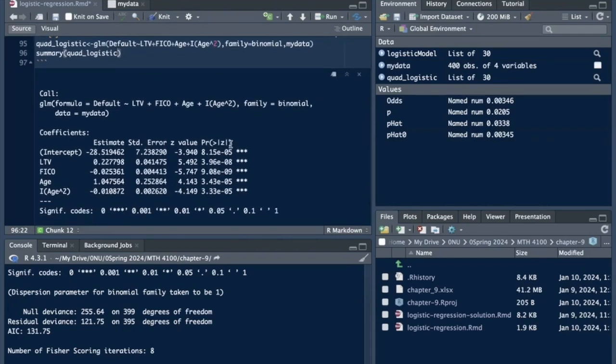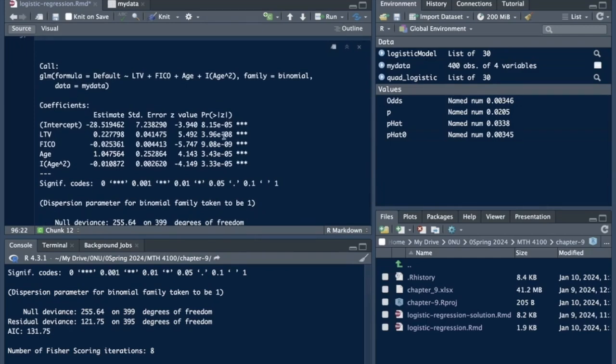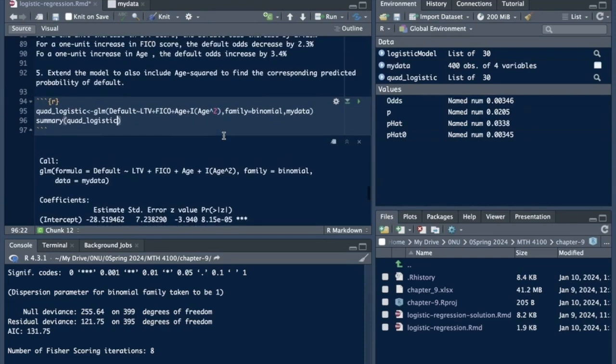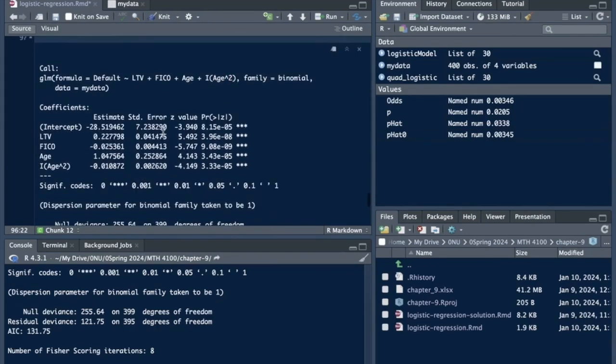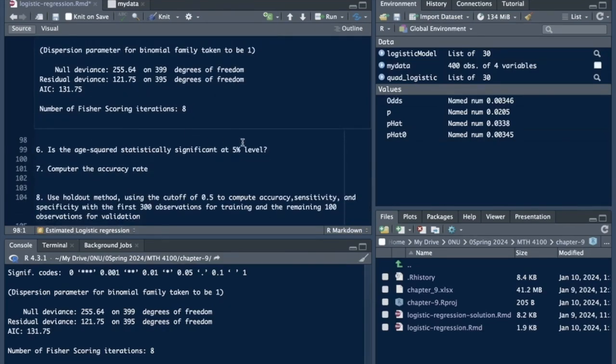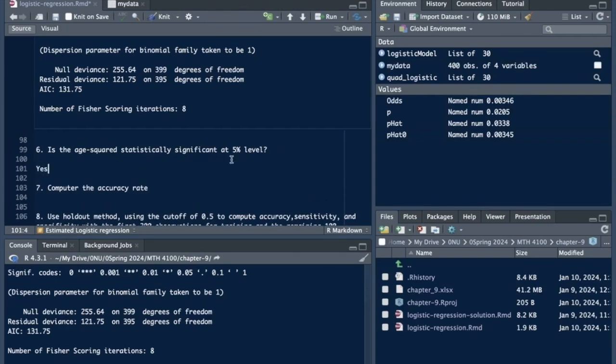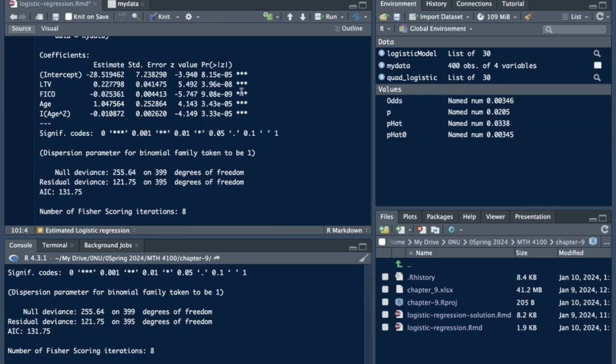After that, we're going to find the summary of this quad logistic. So we got all of these. All of them are significant, by the way, as in the previous one. But we don't know which model is better because we did not find the accuracy rate for both of them yet. We find the model, then find the corresponding predicted probability of default. How do we write the estimated model as before? We just add one more term, which is negative 0.010872 age squared. Is the age squared statistically significant at the 5% level? The answer is yes. Both models show significant predictors, for all of the variables.